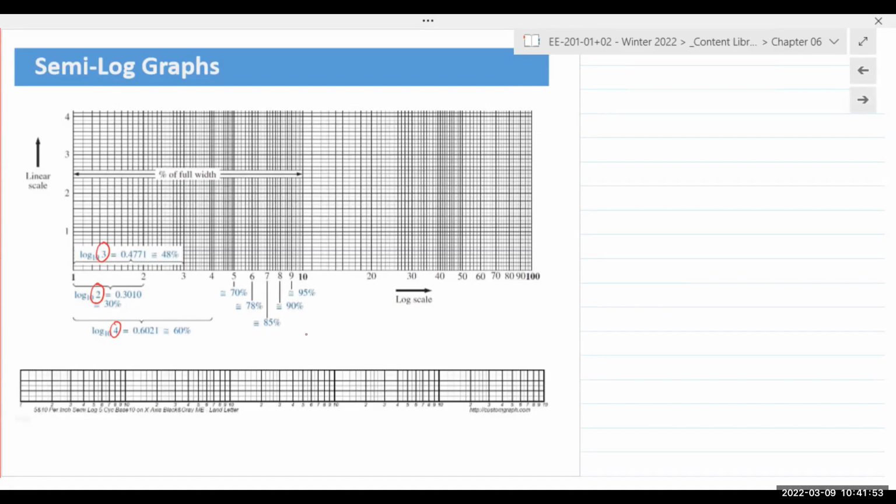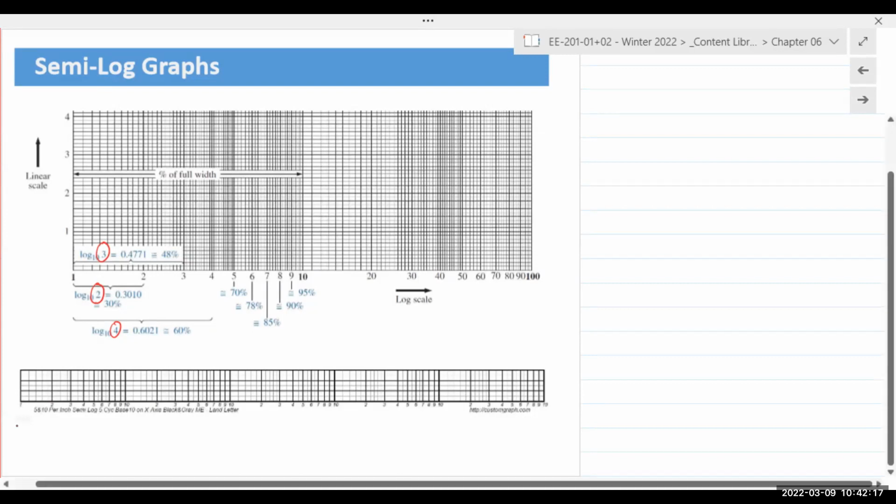So you go from 1, 2, 3, 4, 5, 6, 7, 8, 9, and then you jump to the next decade. So it goes 10, 20, 30, 40, 50, 60, 100. Jump to the next decade, goes 200, 300, 400. So 10 raised to 1 is the multiplier. The exponent is the multiplier. Linear scale, we add. Log scale, we multiply.